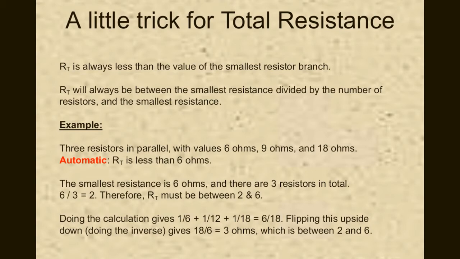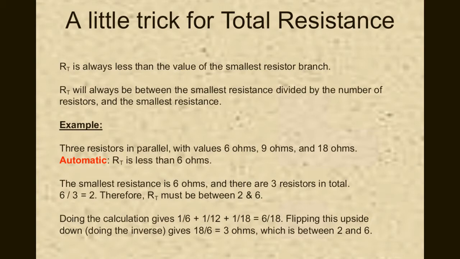So let's say you have three resistors, and the values are 6, 9, and 18. Well, 6 is the smallest one, so you should automatically know that the total resistance has definitely got to be less than 6. Now, if you want to go a little bit further, you can figure out between what numbers it will be in. The total resistance will always be between the smallest resistance value divided by the number of resistors that you have and the value of the smallest resistance. It's a little confusing, so let's look at this example.